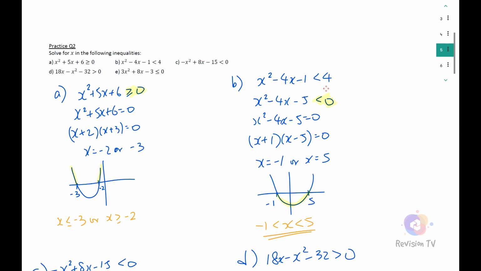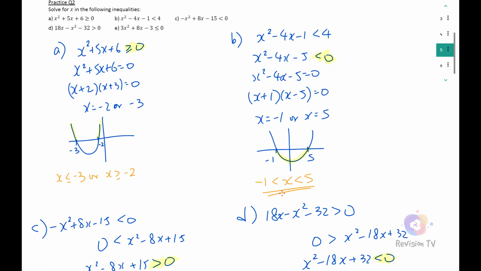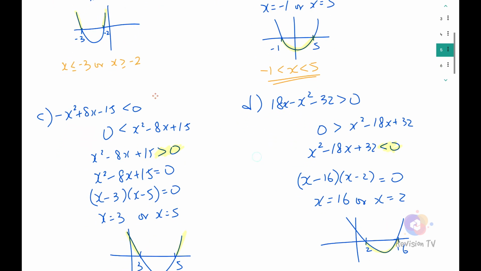Part B, do a bit of rearranging. 4 brought over, the left hand side becomes minus 5, less than 0, so therefore it will be a one line answer. Question C, now it's a negative x squared. We don't like negative, so we'll bring everything to the right hand side to change the sign. So 0 is less than x squared minus 8x plus 15. We'll flip both sides. So this becomes x squared minus 8x plus 15.